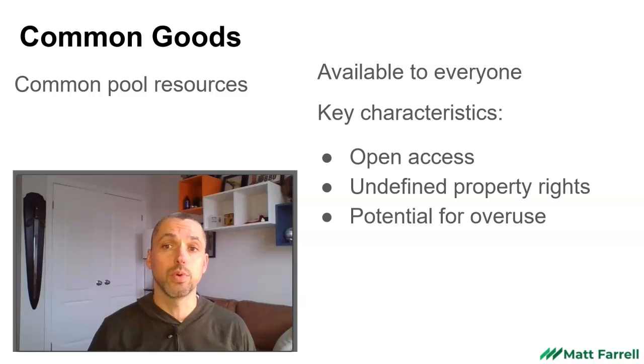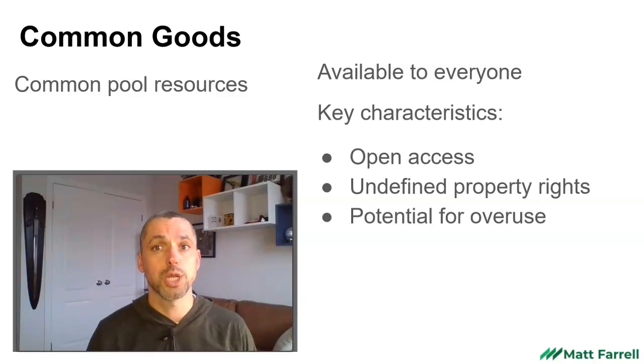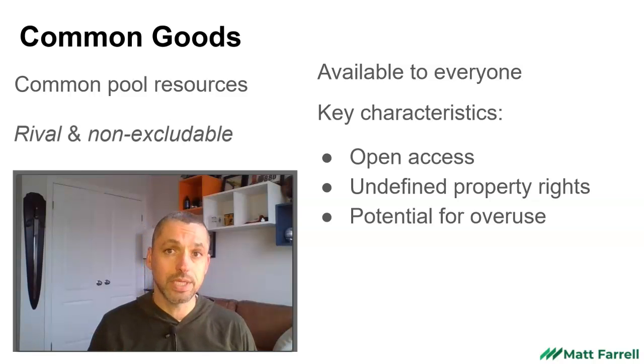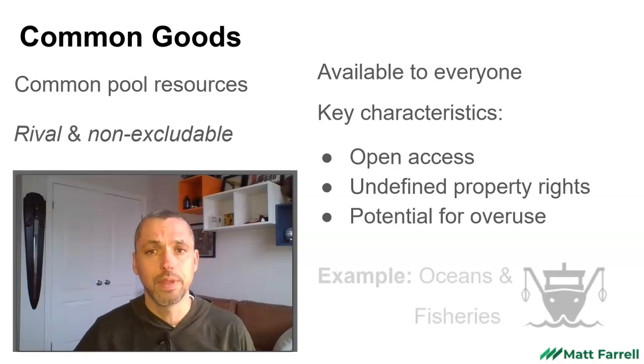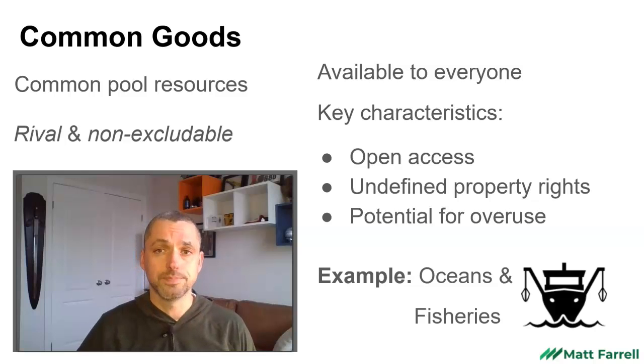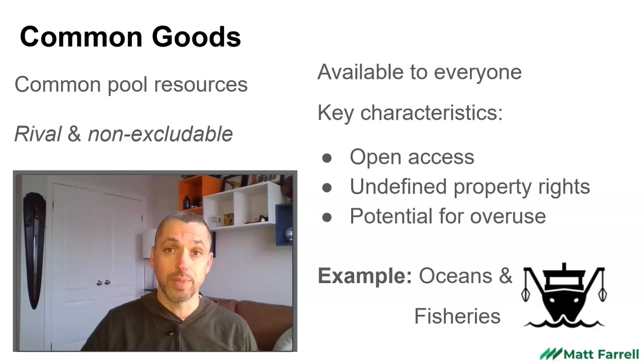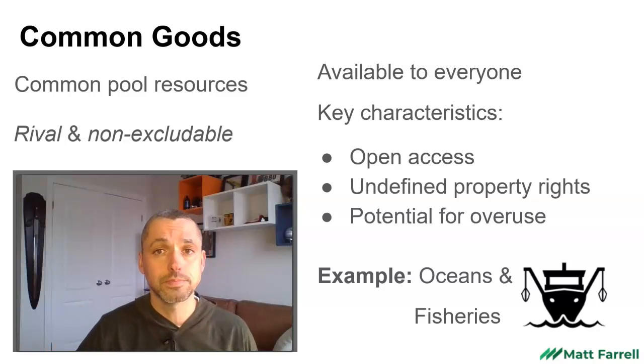Common goods or common pool resources are available to everyone. They share some common characteristics. They're open access, they have undefined property rights, and because of those 2 characteristics, they have the potential to be overused. We would call these rival because you can use them up, but non-excludable because it's tough to keep people out of them. Great example is fisheries and oceans. Not clear where the borders might lie, and therefore it's difficult to police access to them, but they are rival because the fishing stocks can be depleted.